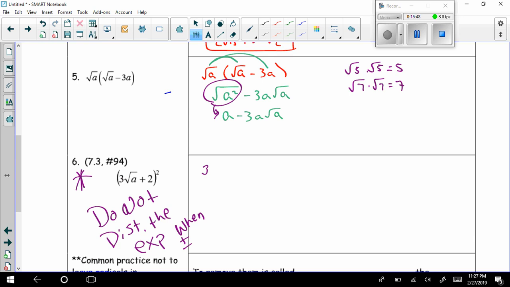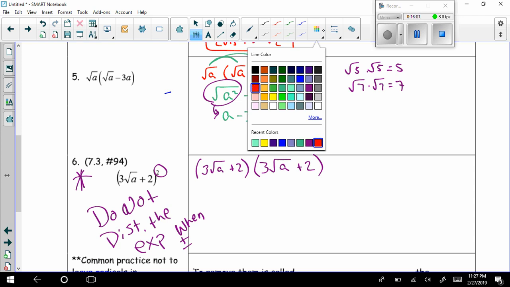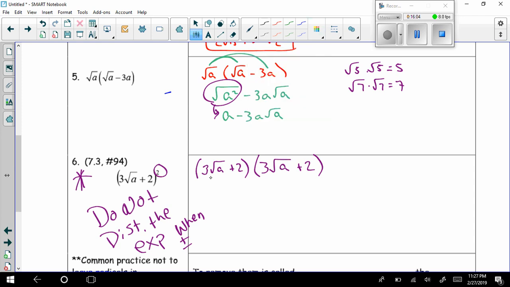Okay, so 3 root A plus 2 squared means that I'm doing 3 root A plus 2 twice. So this is a FOIL distribution problem. It will work the same way. We're going to take this first term times this whole first term, inside with inside, outside with outside. So applying the rule I learned up here, root A times root A is just A. If you want to write that as 9 square root A squared, and simplify here in a minute, that's fine.